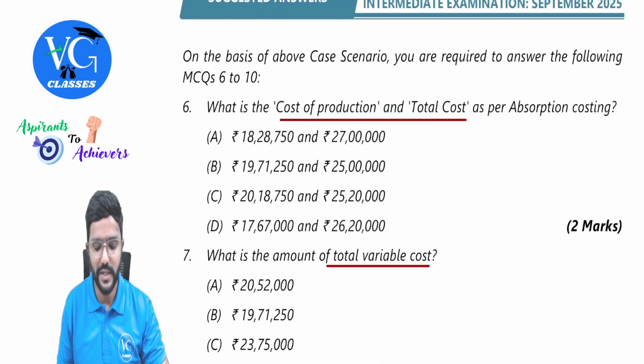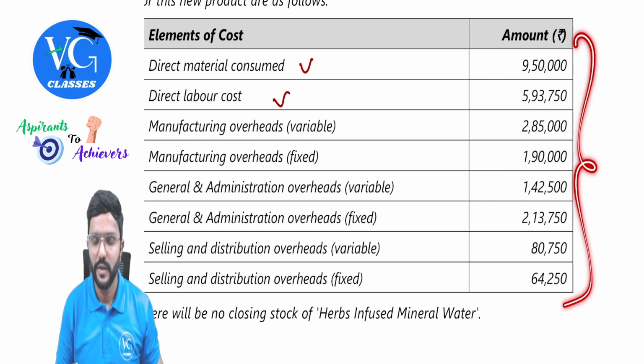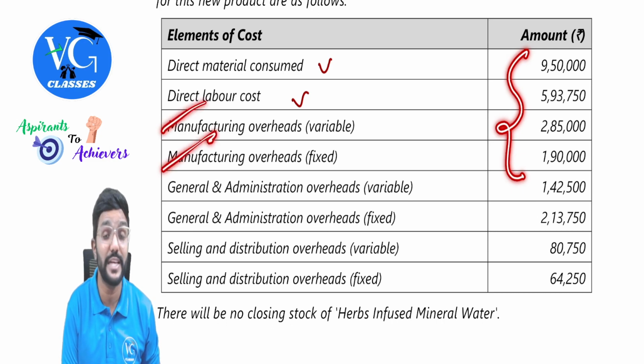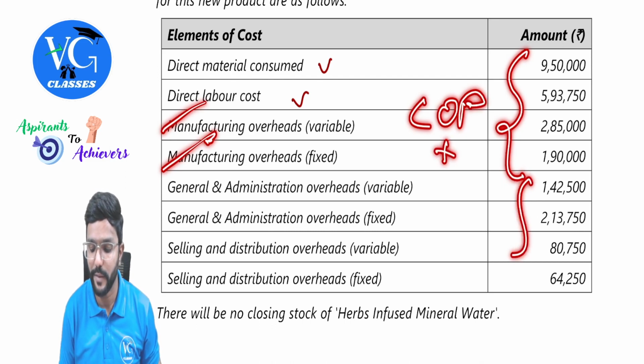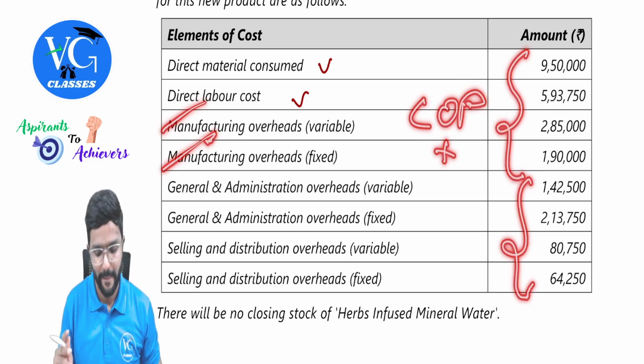Okay, sir. Then what is the total cost? Just add up everything. Add all the items. Or else you would have already calculated cost of production. If you add up all these 4, please be careful, manufacturing overhead, both variable as well as fixed, will come under cost of production. Okay, sir. So this is COP. For COP, add the remaining 4 items. You will get total cost. That's all. Game over.